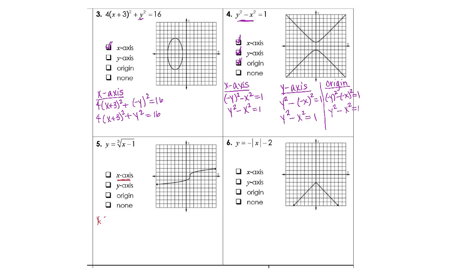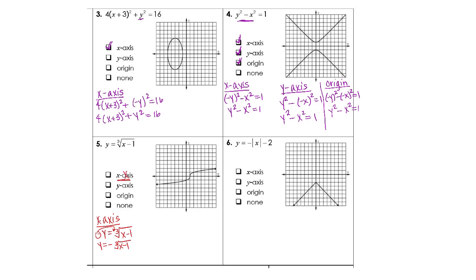Alright, so for number 5, again, starting out our steps for the x-axis. So x-axis, we have to show that test. That's going to be replacing y with negative y. I have negative y equals the cube root of x minus 1. Well, if I move this negative over, I'm going to have y equals negative cube root of x minus 1, which is not what we started out with. It's really the opposite. So x-axis is out.